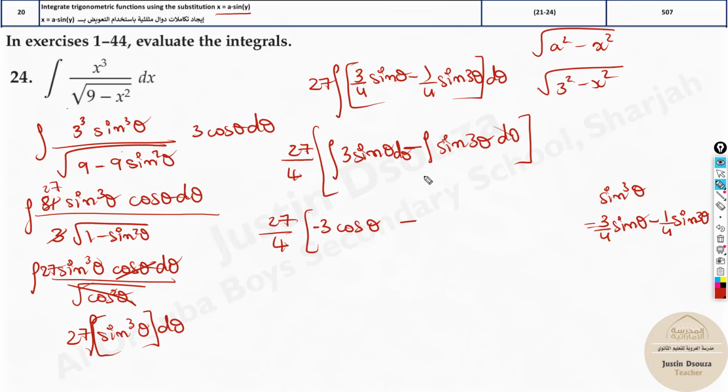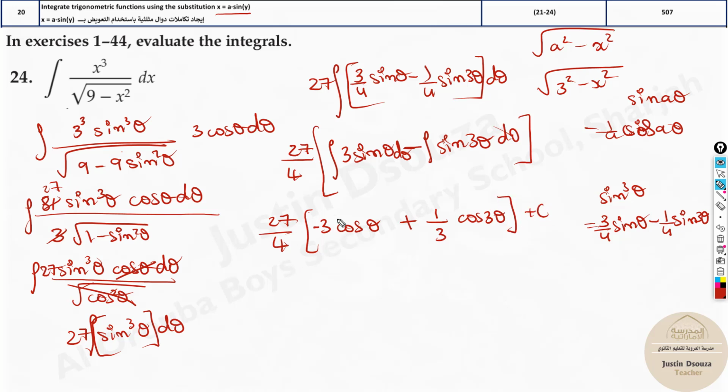But this one, what happens is it will be 1 by 3 because it's in terms of sine a theta. What is the formula? It is 1 by a, sorry, it's cosine now, cosine a theta, and minus sine a theta. So we have sine 3 theta, so it will be 1 by 3 cosine 3 theta, and this minus is multiplied over here. So minus and minus becomes plus. Okay, this is the answer, plus c.